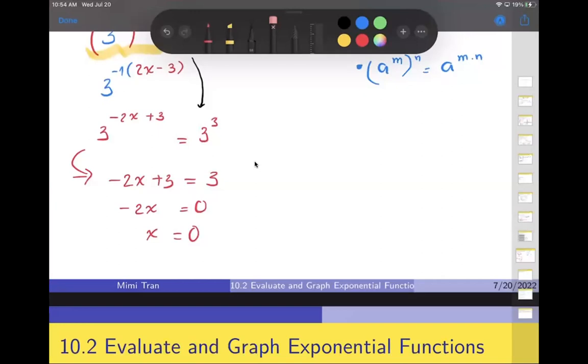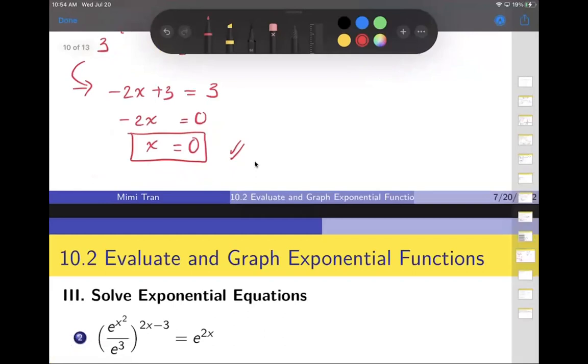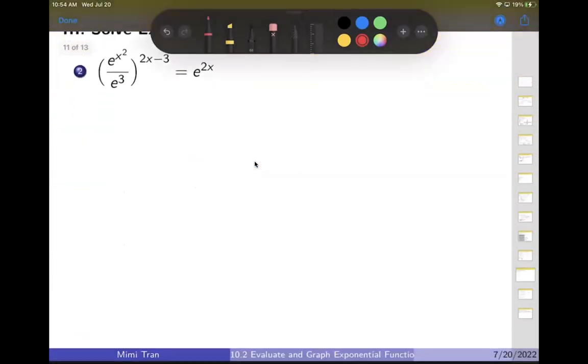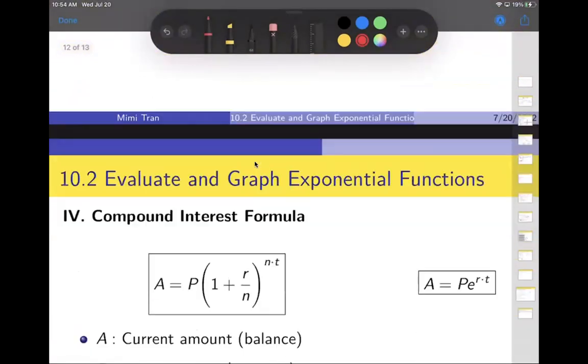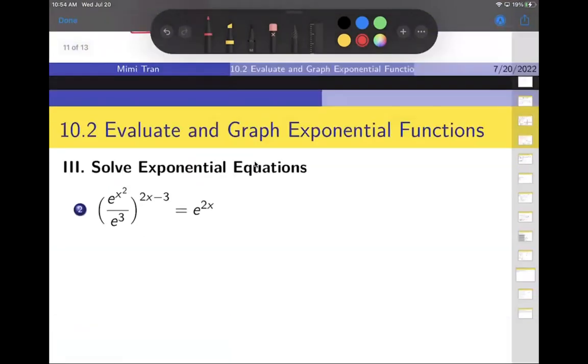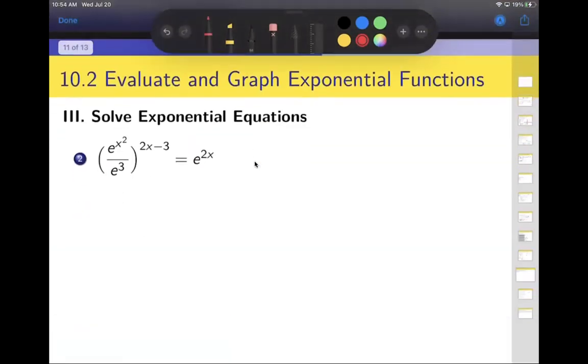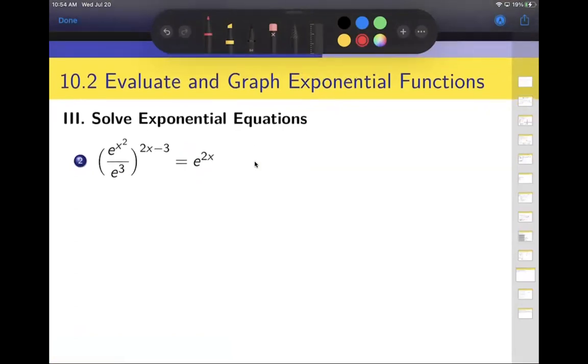Let me box that. Is that the last one? No, not quite. Solve the exponential equation. This one is a bit more complicated. It'll need a bit of a workaround. My goal here is I need the same base, which is e. Remember, natural log is log base e.